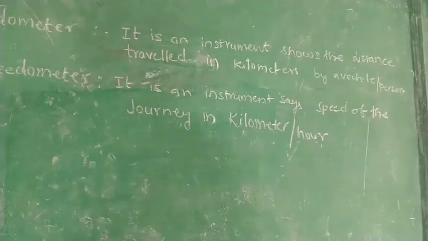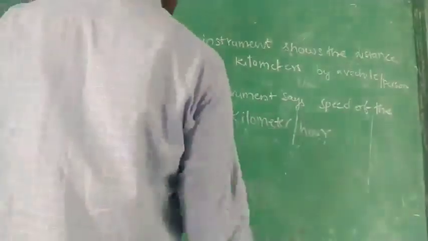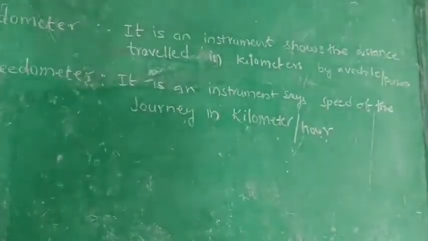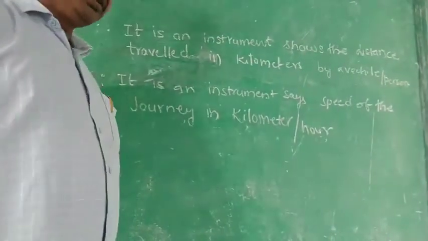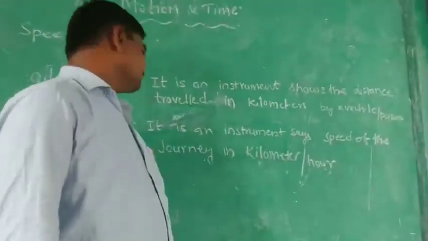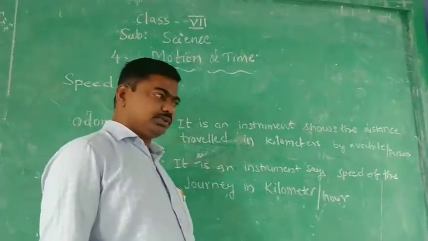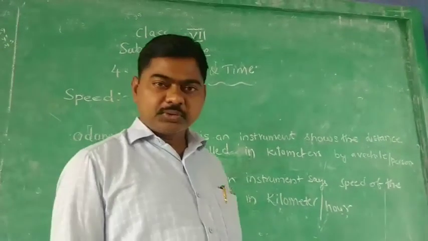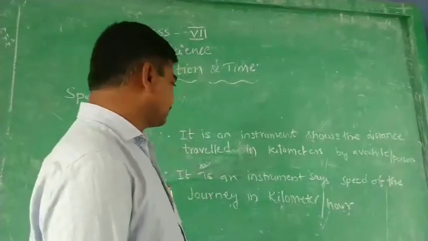Yes, it is an instrument which says about the speed of the journey in kilometers per hour. Mostly you have seen these speedometers and the odometers. Where have you seen them? I have seen them in vehicles. Yes, different types of vehicles are there.